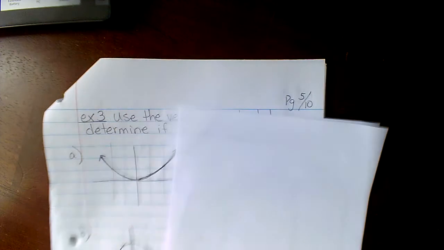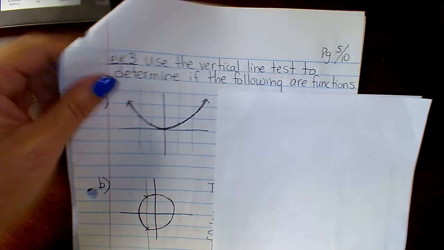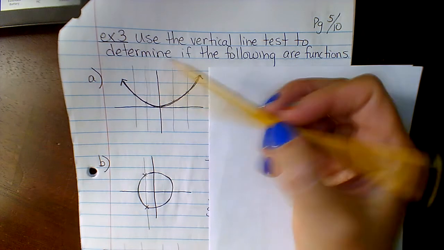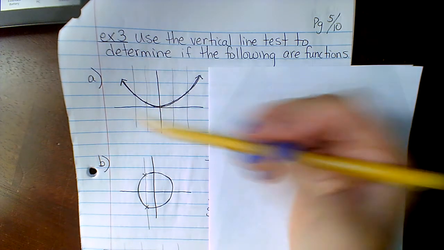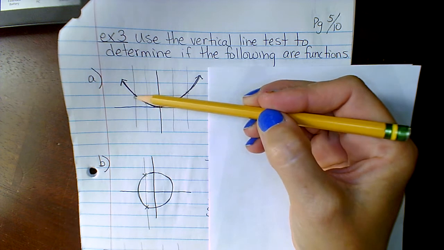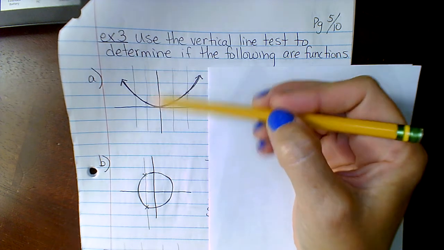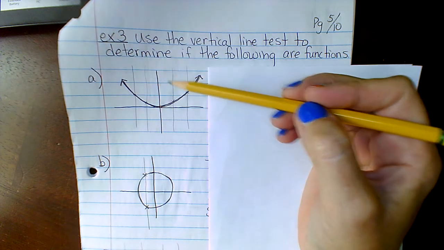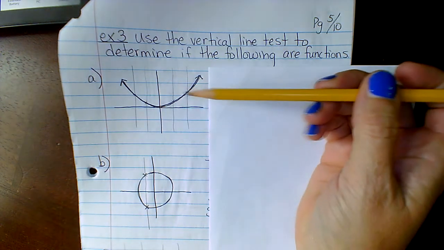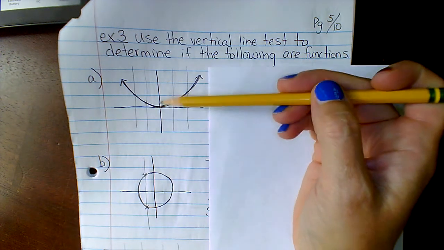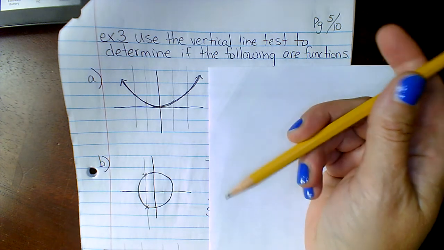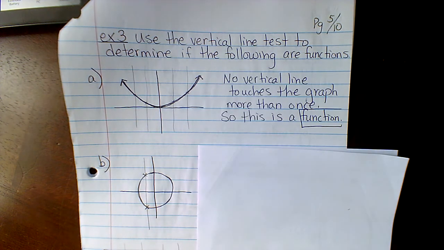So let's determine if these are graphs of functions or not. We've got this curve right here. Now, let's look at these vertical lines. That line right there touches the graph once. That line touches the graph once. So far, so good. That line touches the graph once. That line touches the graph once. Is there any vertical line I can draw that will touch this graph more than once? No. So this is a function.